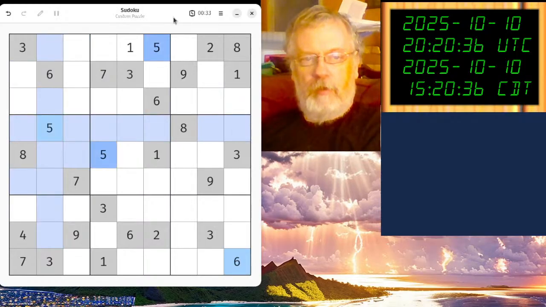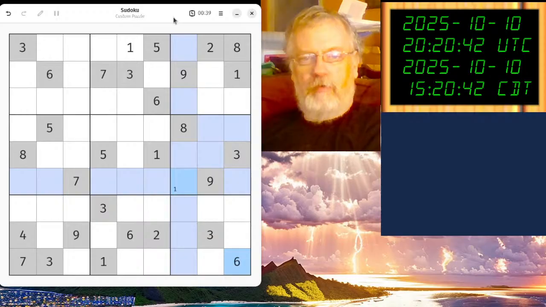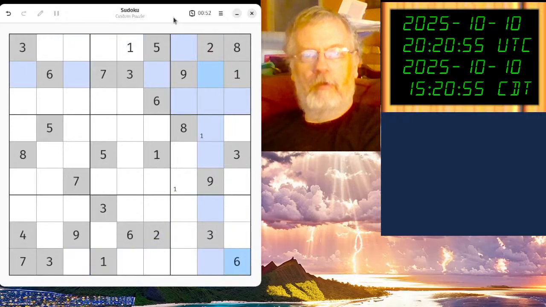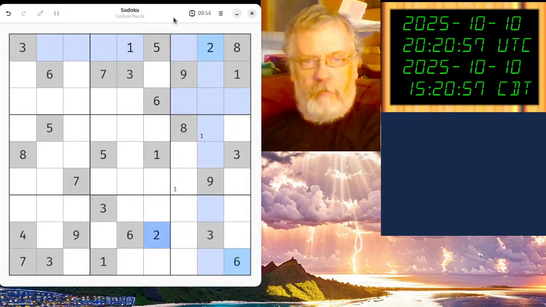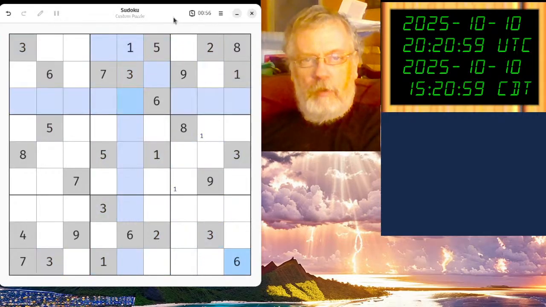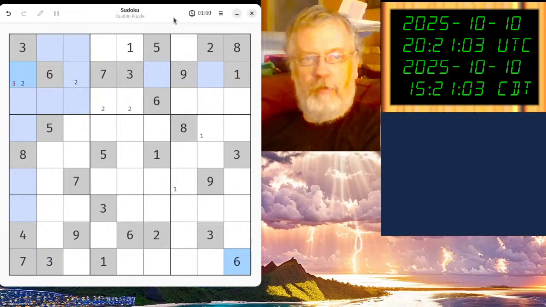I've got 4 possibilities here. 2 possibilities here. 3 here. 4 here. All right. That's it for 1s then. 2s. I've got 2 on the board. Let me put 2 possibles here and here. Not a 1.